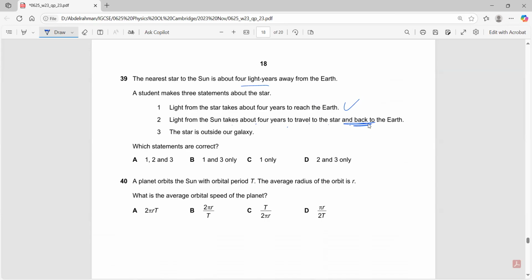Does it take 4 years to just travel to the star and back? No, it would actually take 8 years. The star is outside our galaxy. No, our galaxy is 100,000 light years across. So only one is correct.